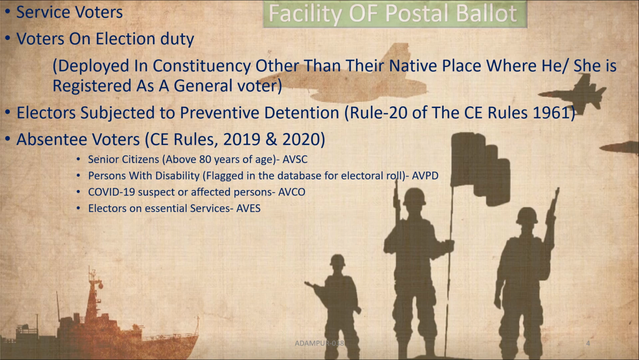amended 2019 and 2020. Types of absentee voters are: senior citizens above 80 years of age, named AVSC; persons with disability flagged in the database for electoral roll, AVPD; COVID-19 suspect or affected persons, AVCO; electors on essential services, AVES.